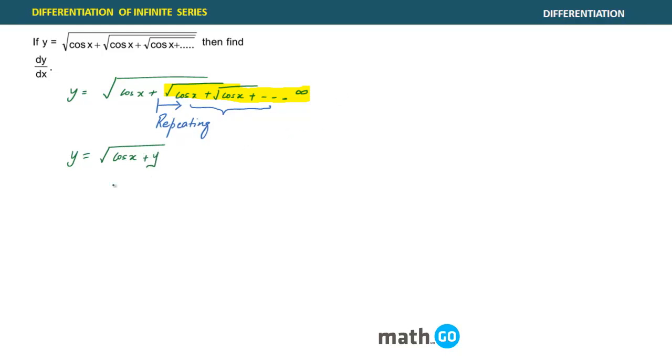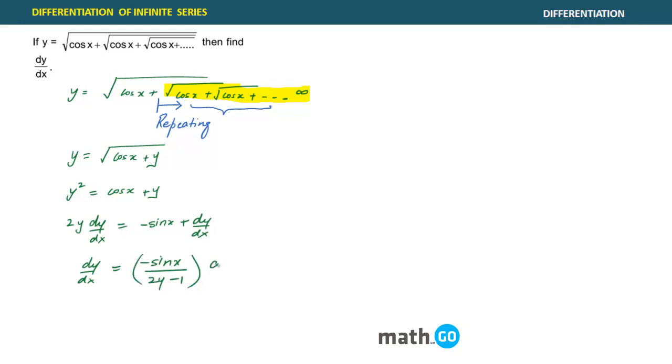Now you can easily solve this by squaring. So this becomes y square is equal to cos x plus y, and now do the simple process of finding dy by dx. So you want to find dy by dx, so this will be 2y dy by dx equals minus sin x plus dy by dx, and if you take dy by dx on the same side, you will get dy by dx is equal to minus sin x by 2y minus 1. So this is the answer we are actually looking for. As simple as that.